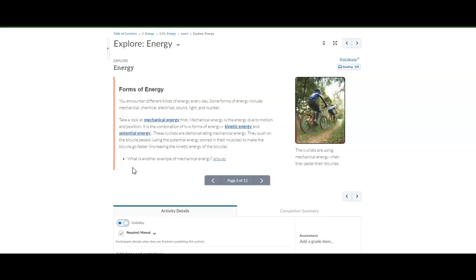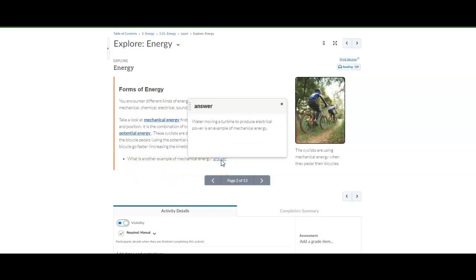So you remember those from Unit 1. These cyclists are demonstrating mechanical energy. They push on the bicycle pedals using the potential energy stored in their muscles to make the bicycle go faster, increasing the kinetic energy of the bicycle. What is another type of mechanical energy?